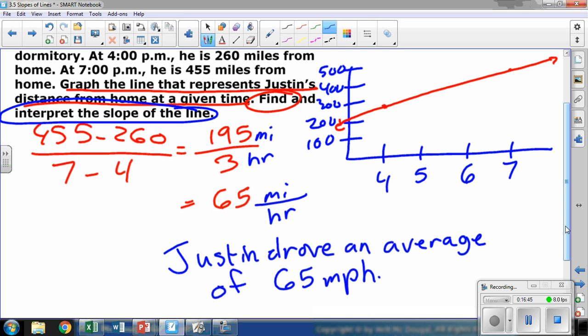It is important for you to remember, slope is an average rate of change. Slope is an average speed of something. Whenever you interpret it, you'll want to remember that. You will use labels when you interpret them.